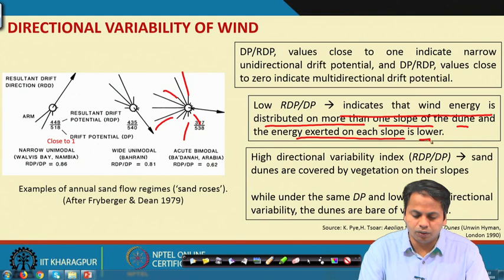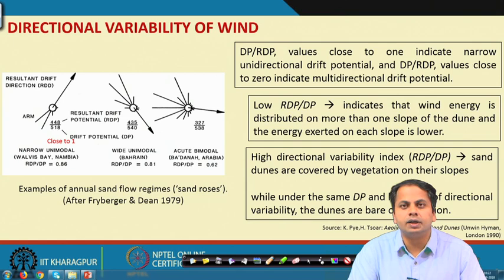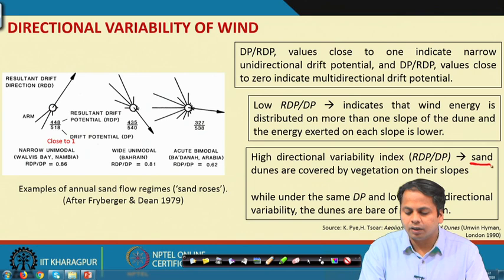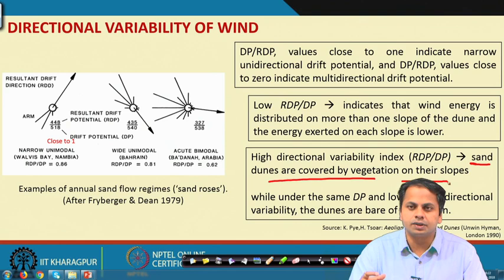Similarly, a high directional variability index means sand dunes are covered by vegetation on their slopes. This vegetation reduces the erosiveness of the wind, so it can reduce the erosion. So a high ratio RDP by DP indicates the sand dunes are covered by vegetation.